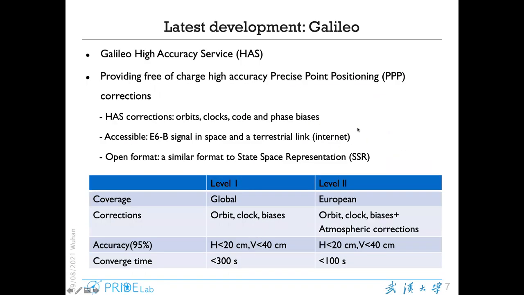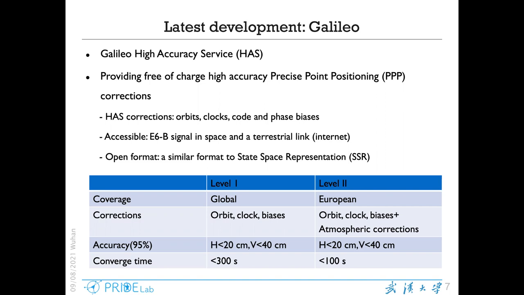Then we come to the typical service provided by Galileo, which is called the free PPP service. This service will be divided into two parts. The first part is a global service, which provides orbit, satellite clock and bias products. So you see the precision of this product can help you to achieve a positioning precision of 20 centimeters in the horizontal plane and 40 centimeters in the vertical.